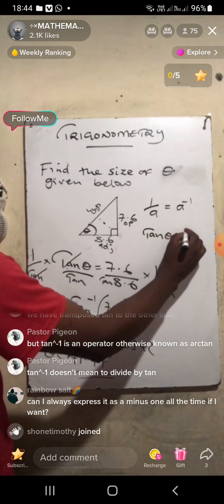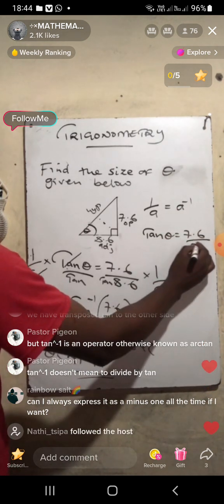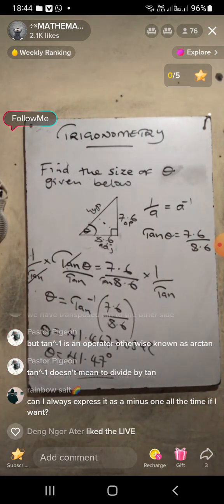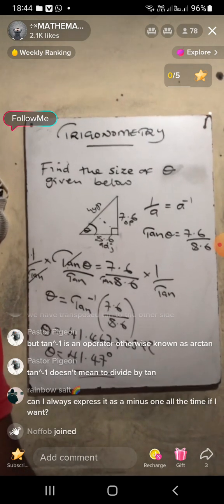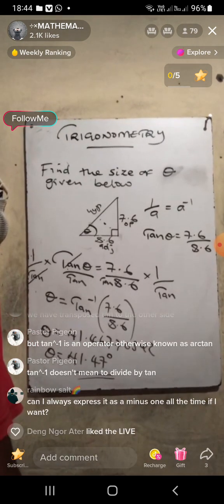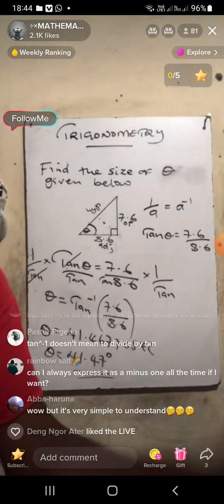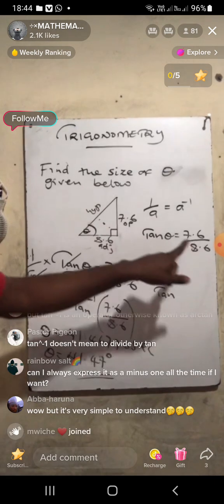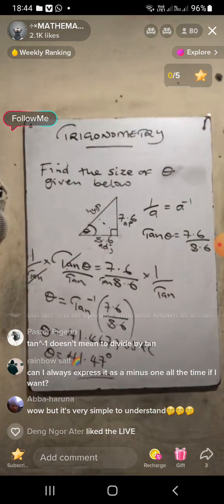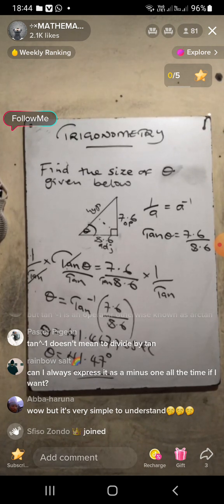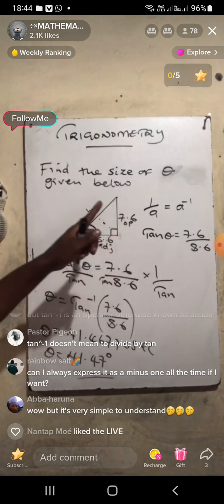Tan theta is equal to 7.6 over 8.6. And we have been asked to find the side. Let me even invite you so that you come and solve for us. I wanted you to join so that you can easily find this for us. Can I always express it as a minus 1 all the time if I want? Minus 1 is nothing. You mean as the power of negative 1?